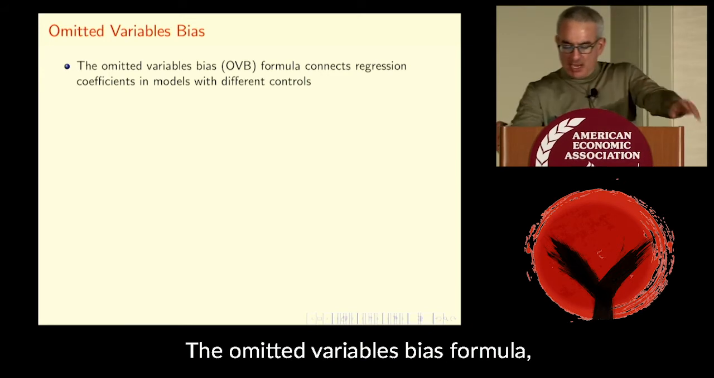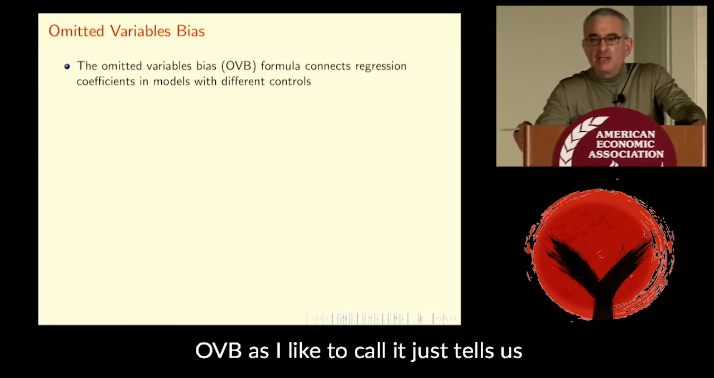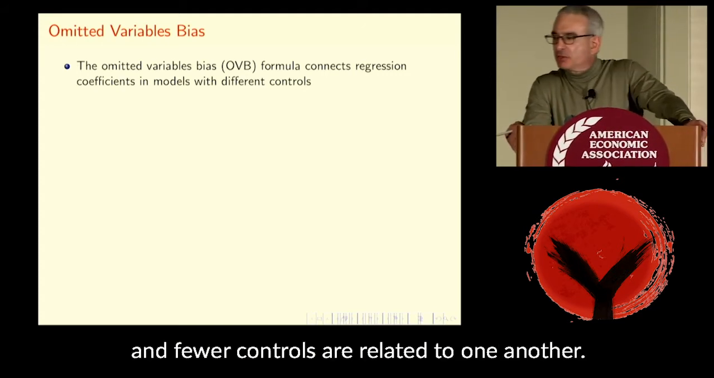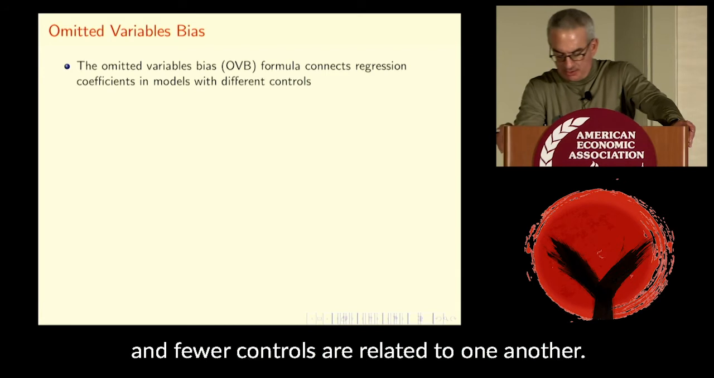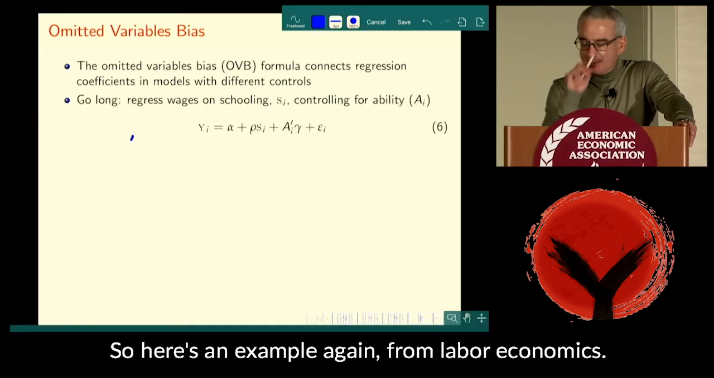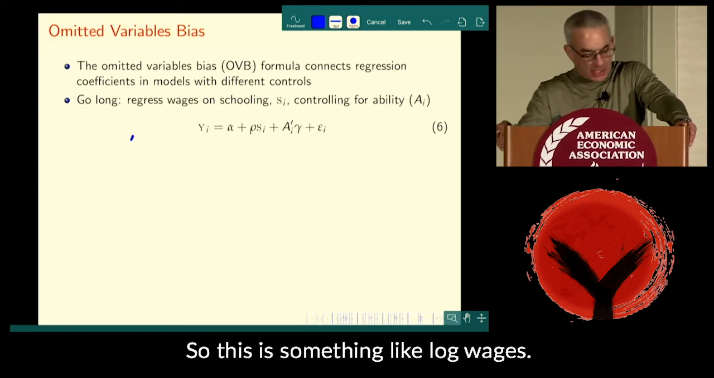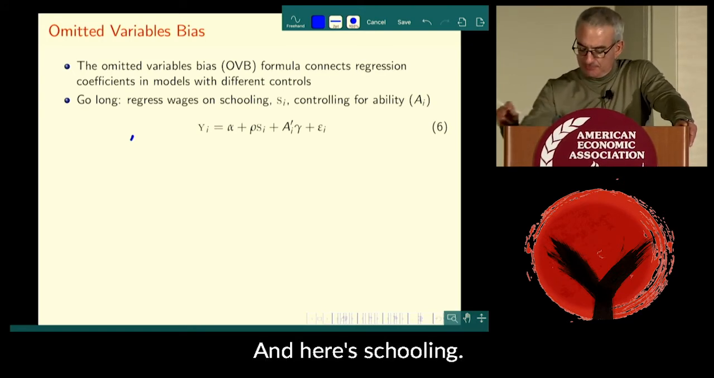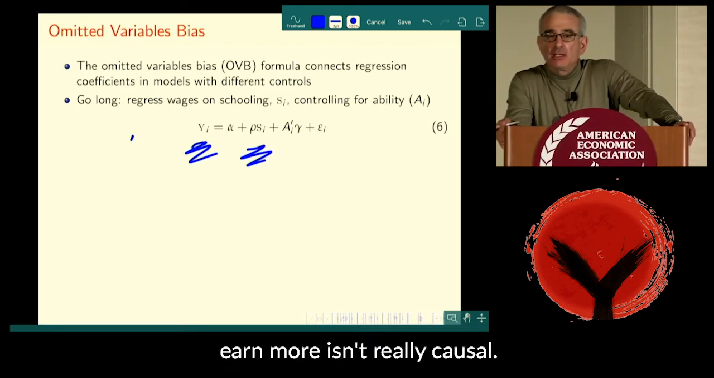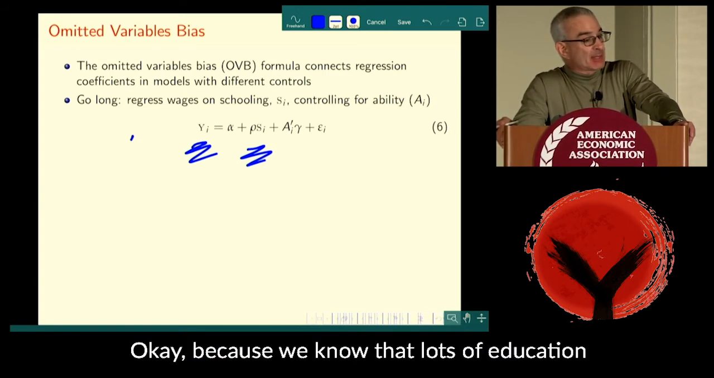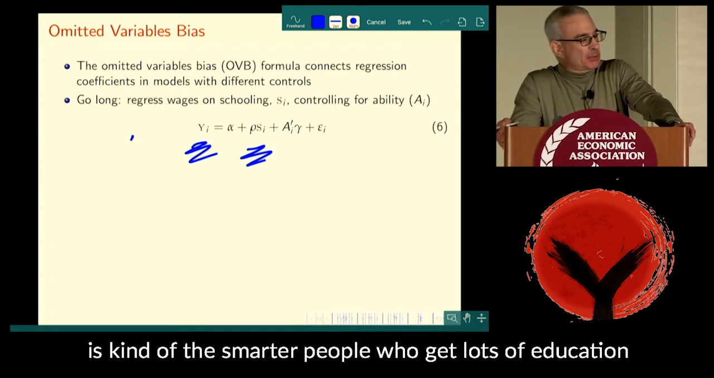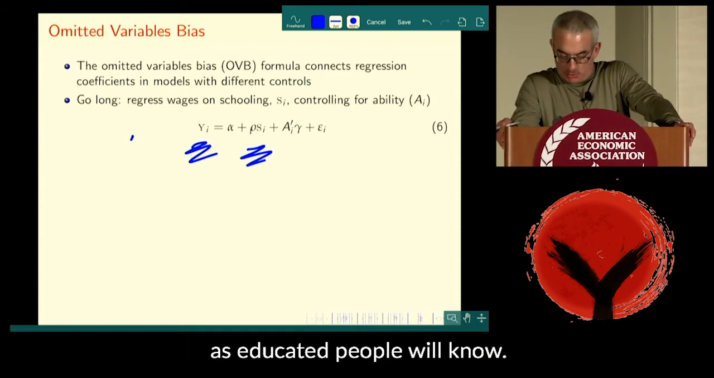The omitted variables bias formula, OVB as I like to call it, just tells us how regression coefficients in models that have more and fewer controls are related to one another. And that's very, very useful. So here's an example, again, from labor economics. This is something like log wages, and here's schooling. I'm worried that the fact that more educated people earn more isn't really causal, because we know that lots of education is kind of the smarter people who get lots of education, as educated people will know.